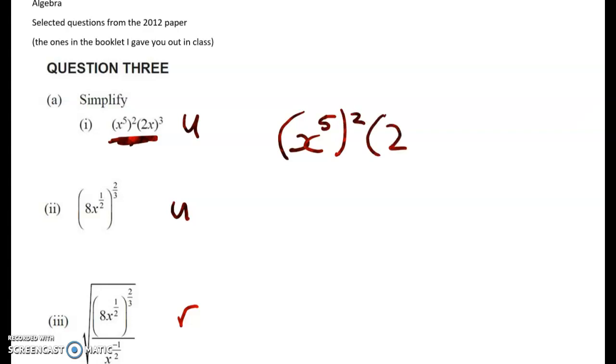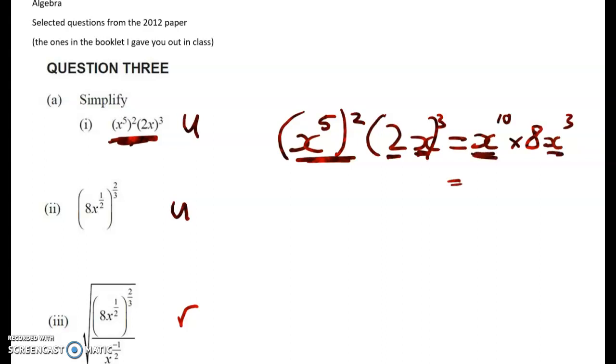So this is testing your basic understanding of index properties. So here we're going to multiply those powers together. That gives me x to the power of 10, times 2 cubed is 8, and then it's going to be x to the power of 3. And the next step is to say that I've got the same base, so I just add the powers. So that one's 8x to the power of 13.